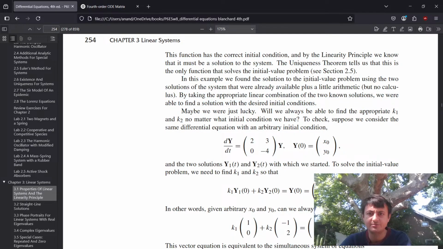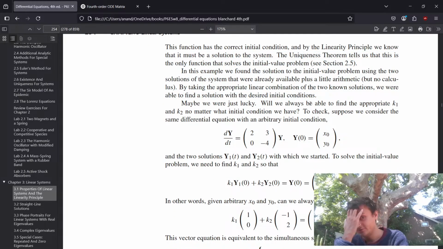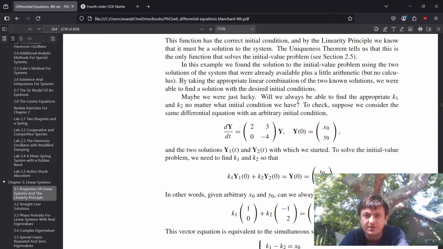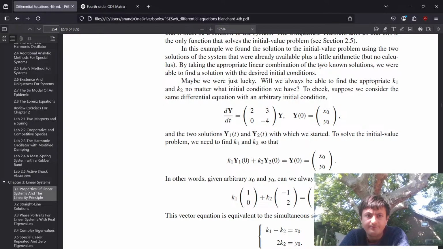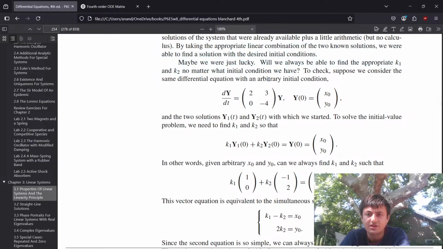By the linearity principle, we know, and the uniqueness tells us, this is the only function that solves the initial value problem. All right, great. So the solution has all the properties that we want in that it is a solution and it's unique. In this example, we found the solution to the IVP using the two solutions that were already available to us. By taking the appropriate linear combination of two known solutions, we were able to find a solution with the desired initial conditions. Maybe we were just lucky.